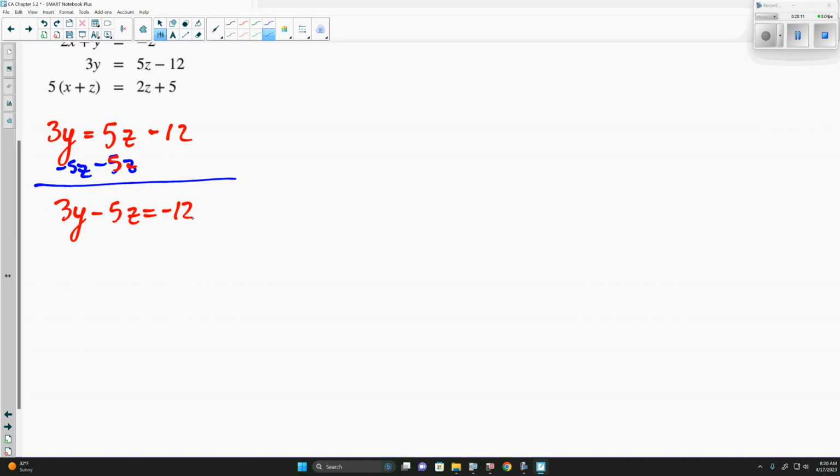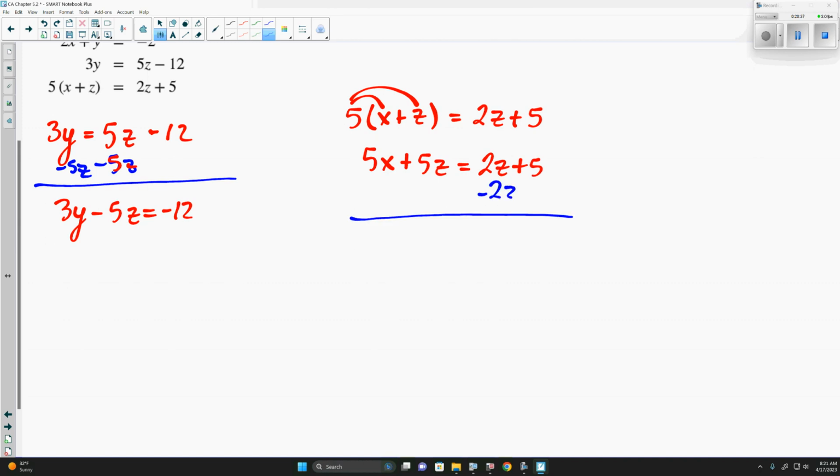And our last equation, 5 times x plus z is equal to 2z plus 5. Here we can distribute the 5, telling us that 5x plus 5z is equal to 2z plus 5. At this point here, we can subtract 2z from both sides, telling us that 5x plus 3z is equal to 5.